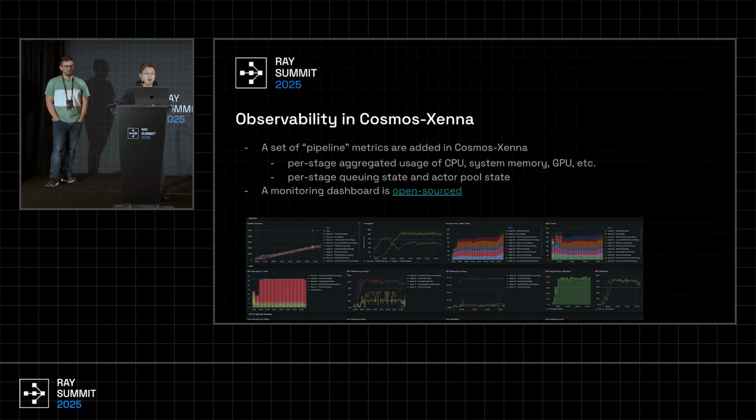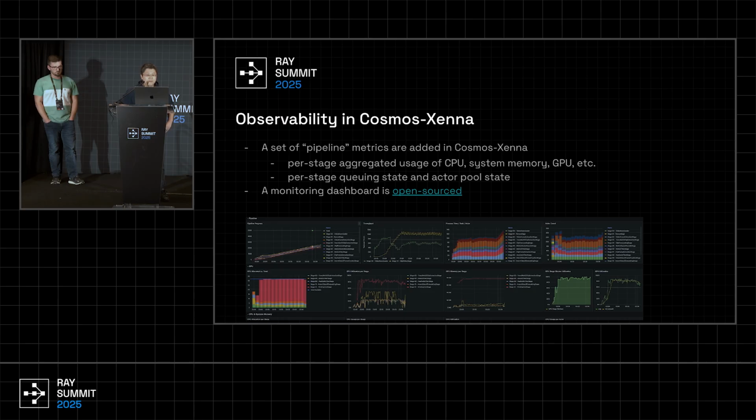Given that, we have built a set of pipeline-specific metrics into Cosmos-Xenna. The primary goal of this set of metrics is that we want to link the hardware metrics or the system metrics with the logical stage, and also be able to aggregate these metrics based on the stage. For example, I want a per-stage aggregate usage of CPU. They may be coming from all different processes on different nodes, but I want an aggregated view. And also the system memory, again, aggregated per stage.